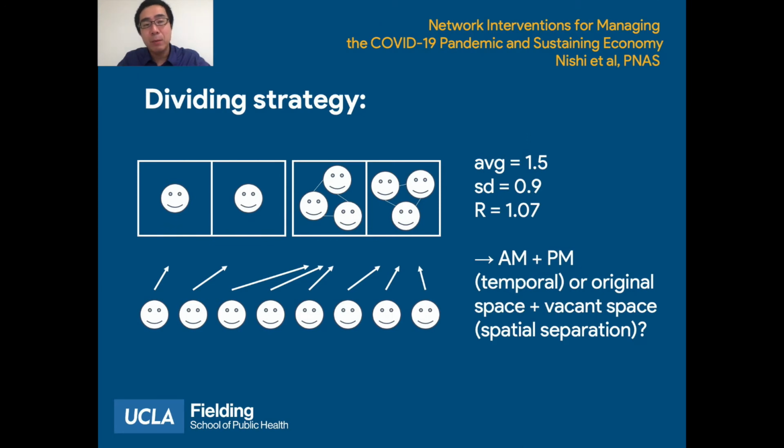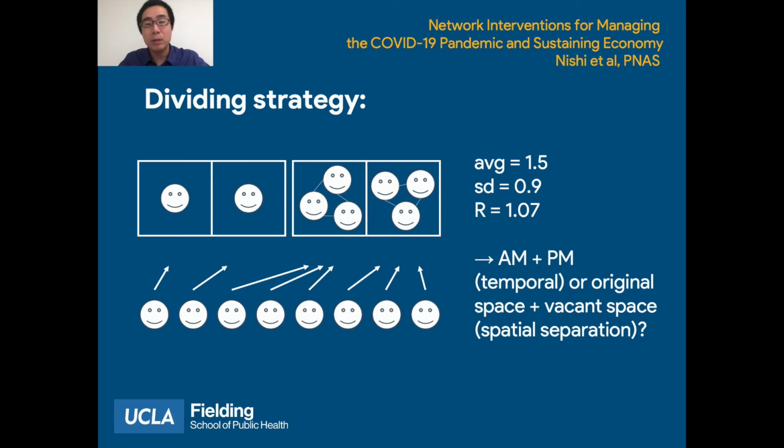In the paper, we propose the dividing strategy in which we divide each box into 2 and ask people to separate out. With this strategy, the reproduction number can go down to 1.07 in the example. Such a separation is very hypothetical in this stage. However, it may be achieved, for example, with the implementation of a morning cohort and an afternoon cohort in a workplace, or by splitting a team into 2 offices that work simultaneously but separately.